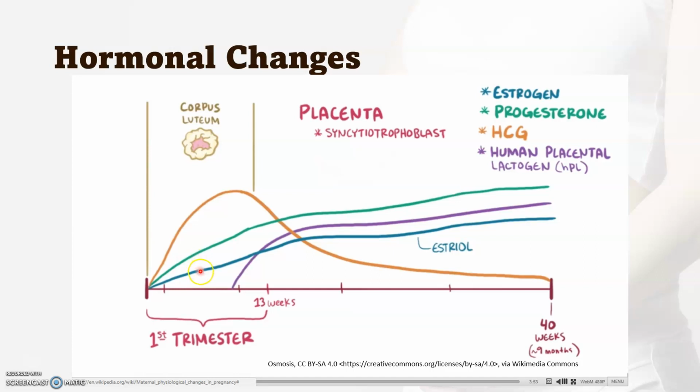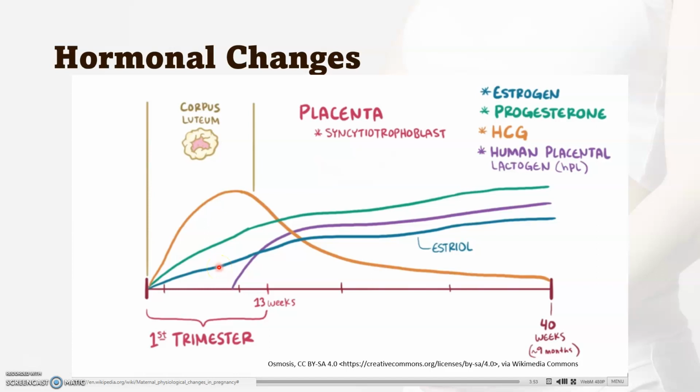Estrogen is also important in the development of the endometrium and the placenta, and has some effects on the development of secondary sexual characteristics during pregnancy as well.